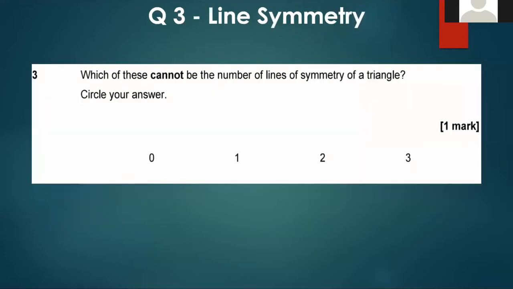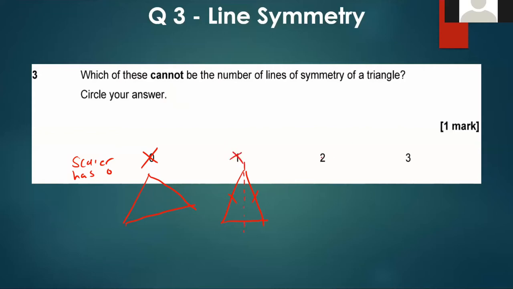So question number 3 here says, which of these cannot be the number of lines of symmetry of a triangle? Circle your answer. Well, first of all, I've got 0, 1, 2, and 3. Looking at each of these, I can have 0 lines of symmetry, because I can have a scalene triangle that has all different side lengths. A scalene has 0 lines of symmetry. So I know it's not going to be 0. If I do an isosceles triangle, with these two sides the same, I can do a line down the middle and get exactly the same size on each side, so it can't be 1.